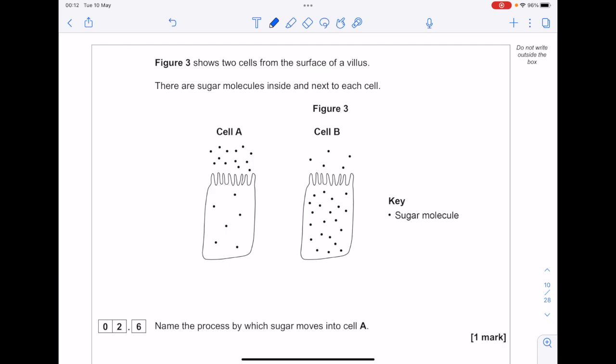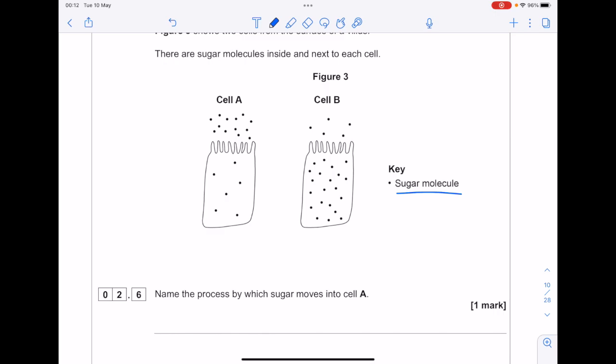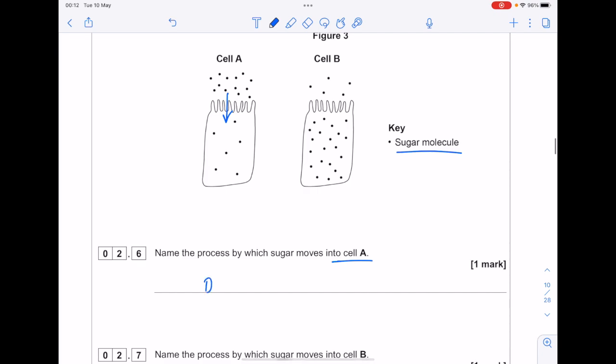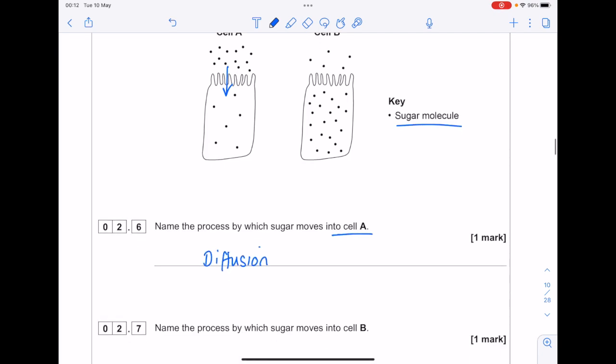Figure 3 shows two cells from the surface of a villus. There are sugar molecules inside and next to each cell. So there's our sugar molecule. Name the process by which sugar moves into cell A. So here the sugar molecules are at high concentration. They're at a much lower concentration over here. So we know it's going to occur in that direction, due to the fact that we're told it's moved into the cell from an area of high concentration to an area of low concentration, which is why it's diffusion.